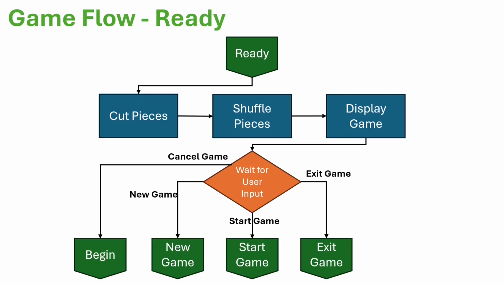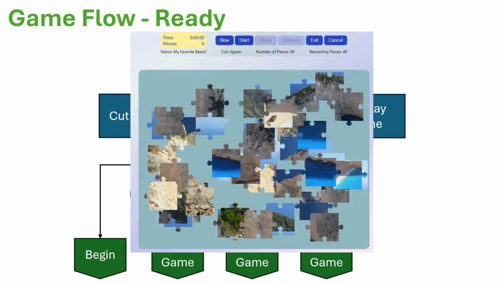When the ready screen comes up, it's going to tell the table, hey, table, I need you to cut the pieces for this particular image, given this particular cut and this number of pieces. Then I need you to shuffle the pieces. And once you shuffle the pieces, I need you to display the jigsaw puzzle. So the game at that point is going to tell the table, the table tells the game I'm ready to go. The game then tells the UI, hey, UI, I need you to display the puzzle. And it's going to display the puzzle.